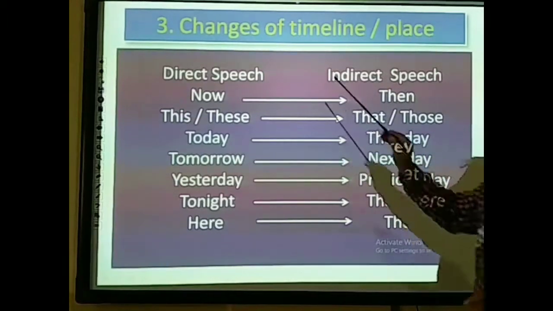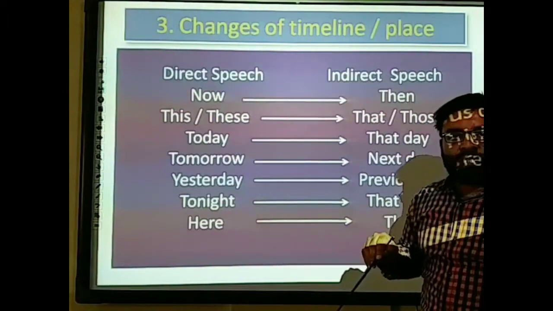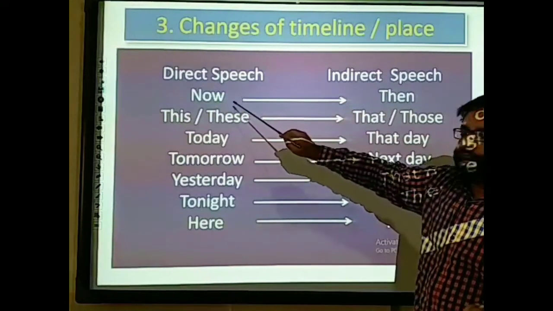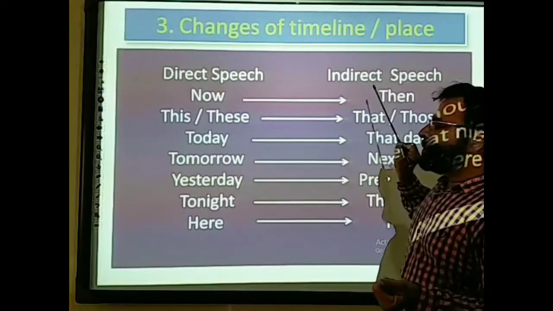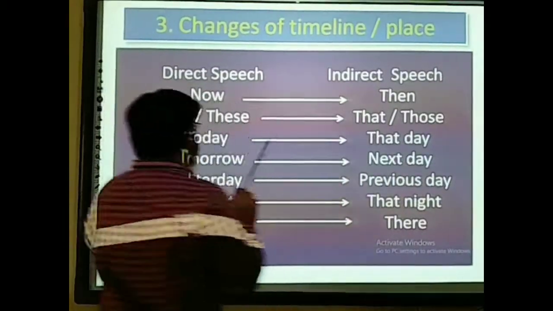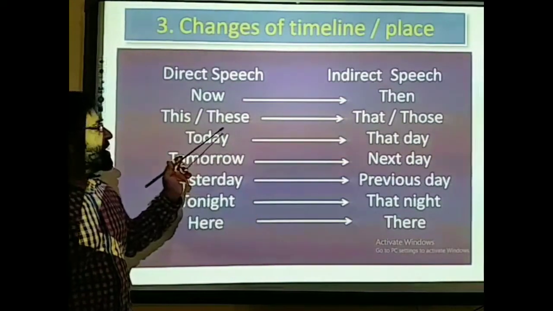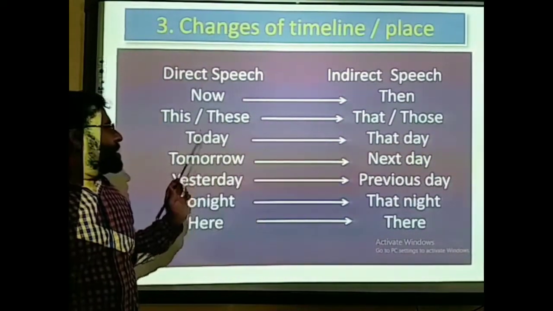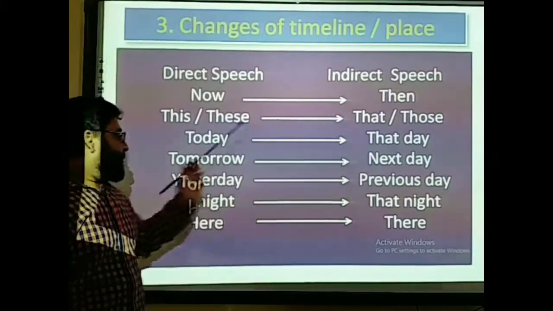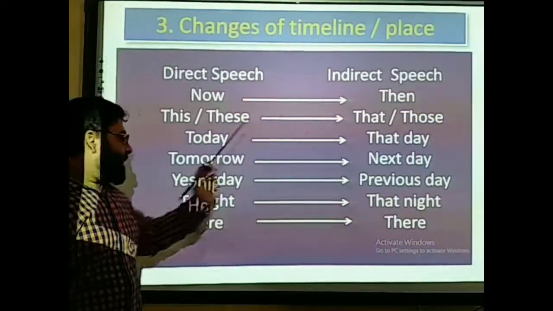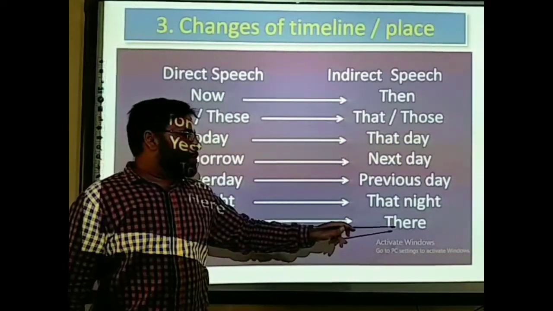Now the third change is the changes of time and place. If direct speech contains "now," this will become "then." "This" will become "that." "These" will become "those." "Today" will become "that day," "tomorrow" will become "next day," "yesterday" will become "previous day," "tonight" will become "that night," and "here" will change into "there."